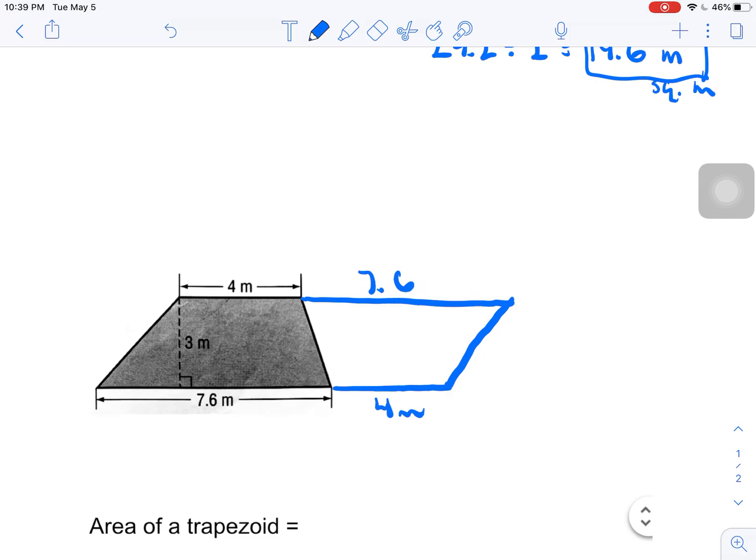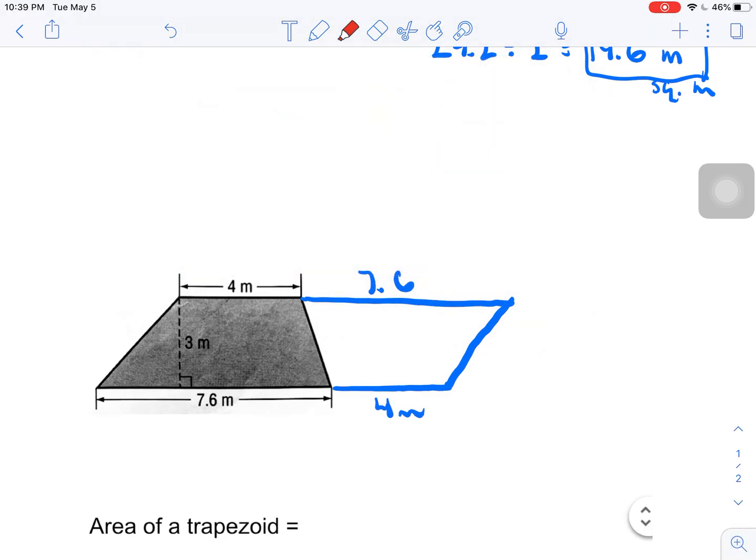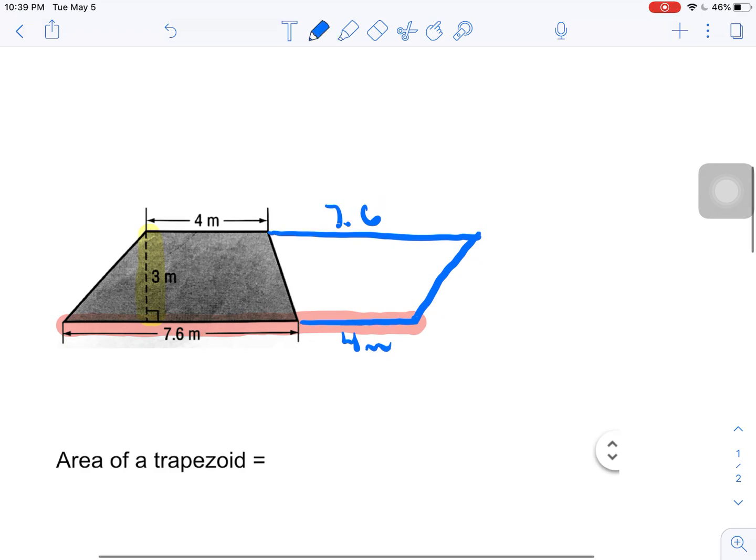So to get the area of a parallelogram, again, we do base times height. The base of the parallelogram is this full length, so we're going to have to add together the 7.6 and the 4. The height of a parallelogram is right here. The height we measure straight up and down for a parallelogram, so it would be 3. So to get the area, we would have to find the base. To find the base, we have to add 7.6 plus 4, and then we multiply that by the height, which is 3.